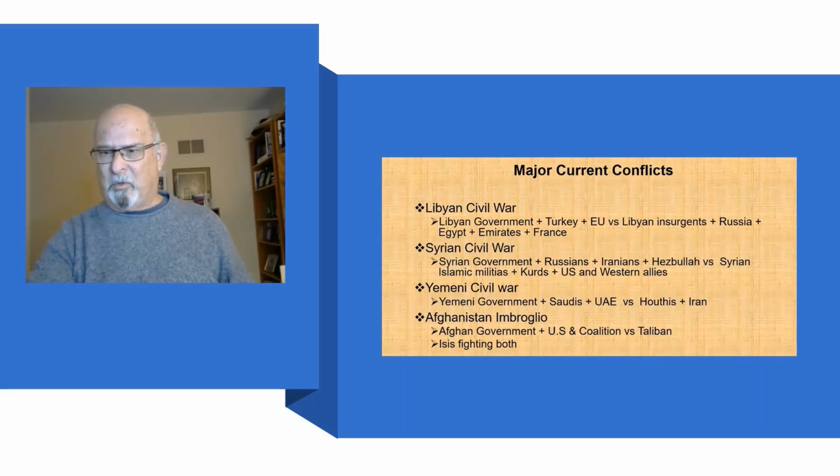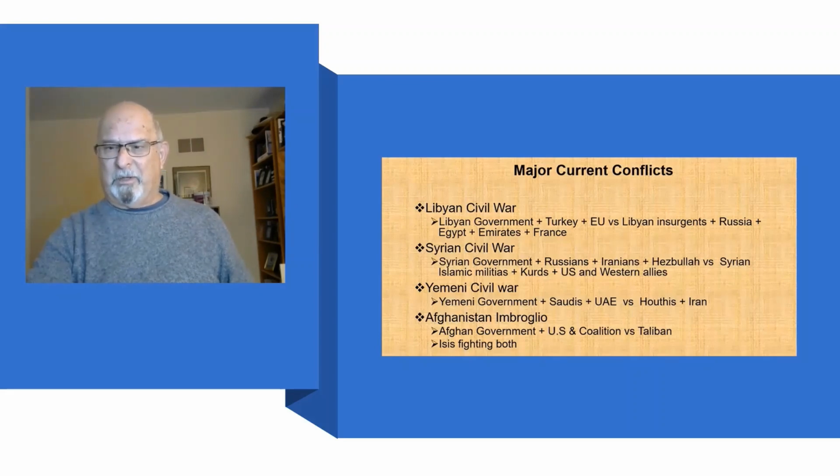The Syrian civil war is a perfect example of it. The Syrian government, backed by the Russians, aided by the Iranians, plus Hezbollah, a proxy of Iran, versus Syrian Islamic militias, Kurds, the US, although the US has retreated by now, and Western allies. The Yemen civil war, where the Yemeni government and the Saudis, plus the United Arab Emirates, are fighting with the Houthis, who are aided by Iran.